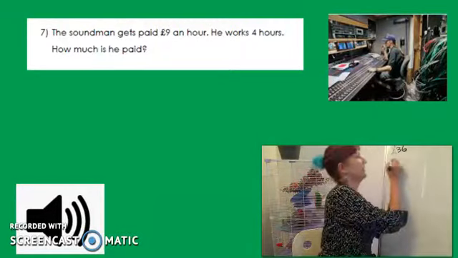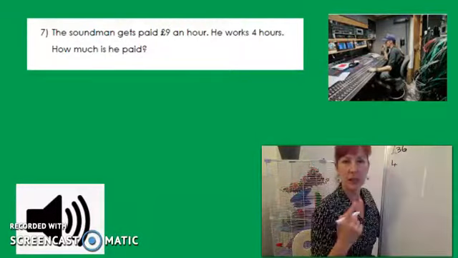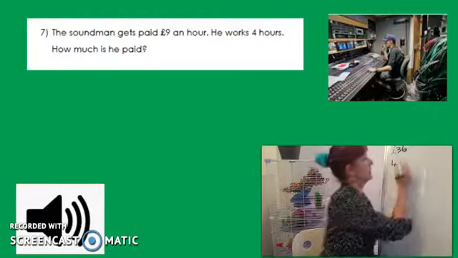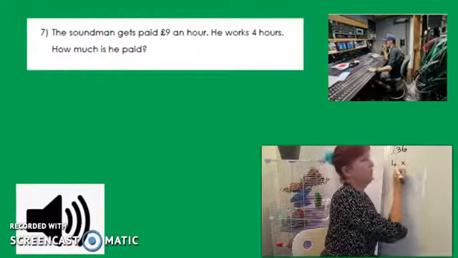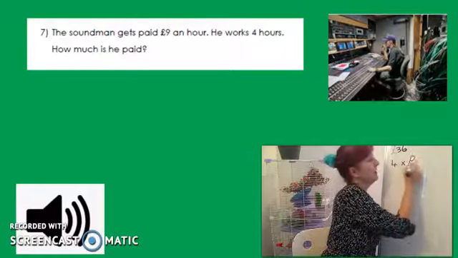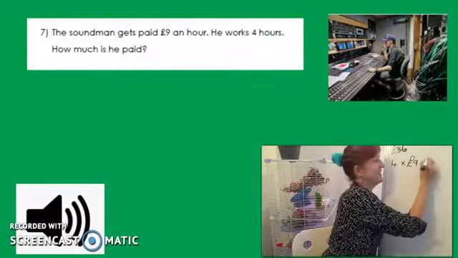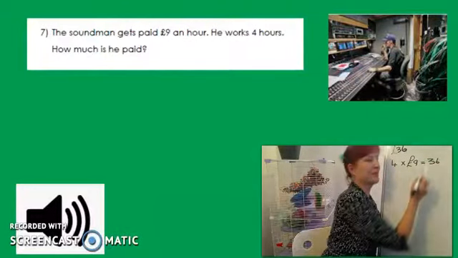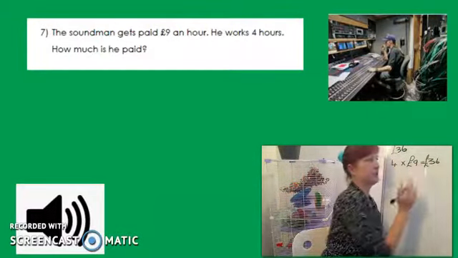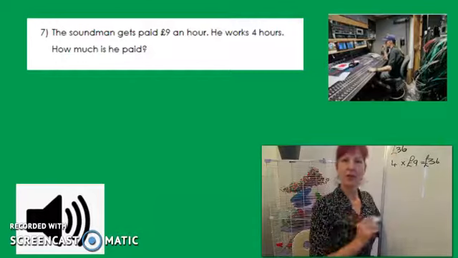So I'm going to do 4, which is my hours, and I'm going to multiply it for lots of £9. Brilliant. And I should get the answer, 36. I'm going to add a pound sign there. £36. Right, I'd just like you to do a check on that one.